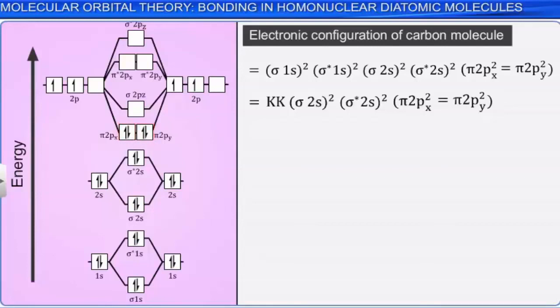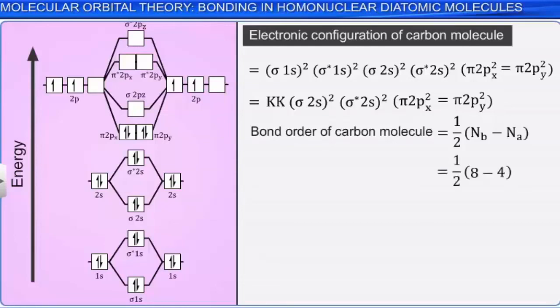The bond order of carbon can therefore be calculated as half of 8 minus 4, which equals 2. In a carbon molecule, the 2 atoms have a double bond between them. Both the bonds are pi bonds due to the presence of 4 electrons in 2 pi molecular orbitals. A carbon molecule is diamagnetic, as no unpaired electron is present in its molecular orbitals. It is found to exist in the vapor phase.